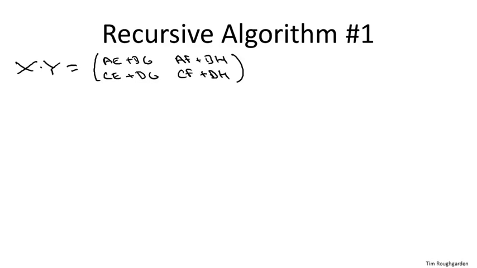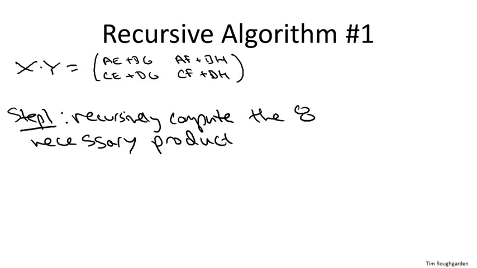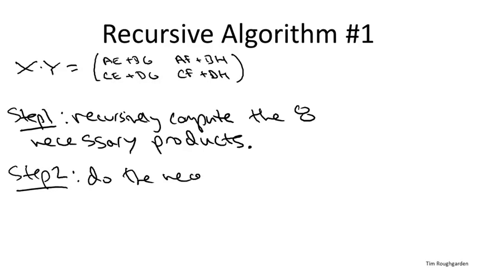There are 4 entries in this expansion of X times Y. Each of the blocks is the sum of 2 products, and none of the products reoccur. They're all distinct. So naively, if we want to evaluate this, we have to do 8 different products of n over 2 by n over 2 matrices. Once those recursive calls complete, all we do is the necessary 4 additions. As we discussed, that takes time proportional to the number of entries in the matrix, so this is going to take quadratic time overall, quadratic in n, linear in the number of entries.